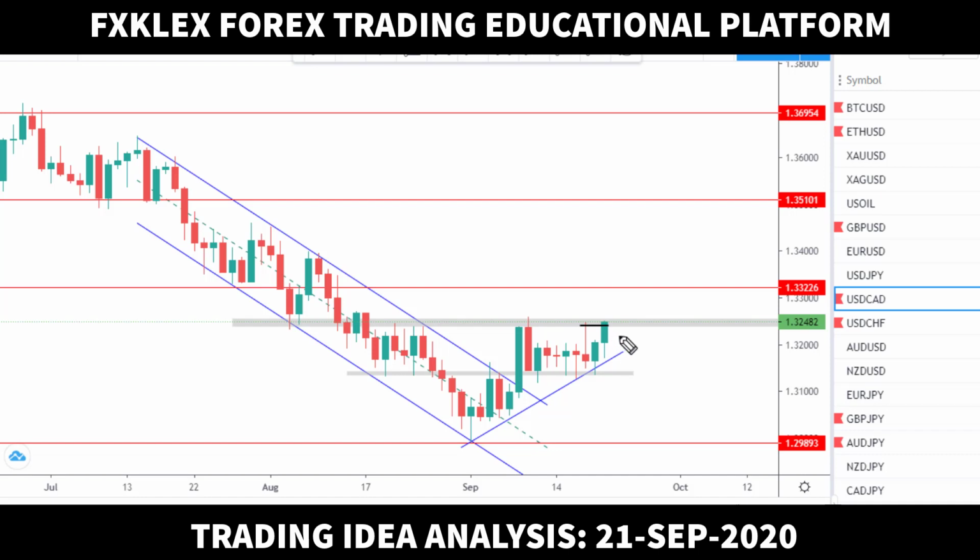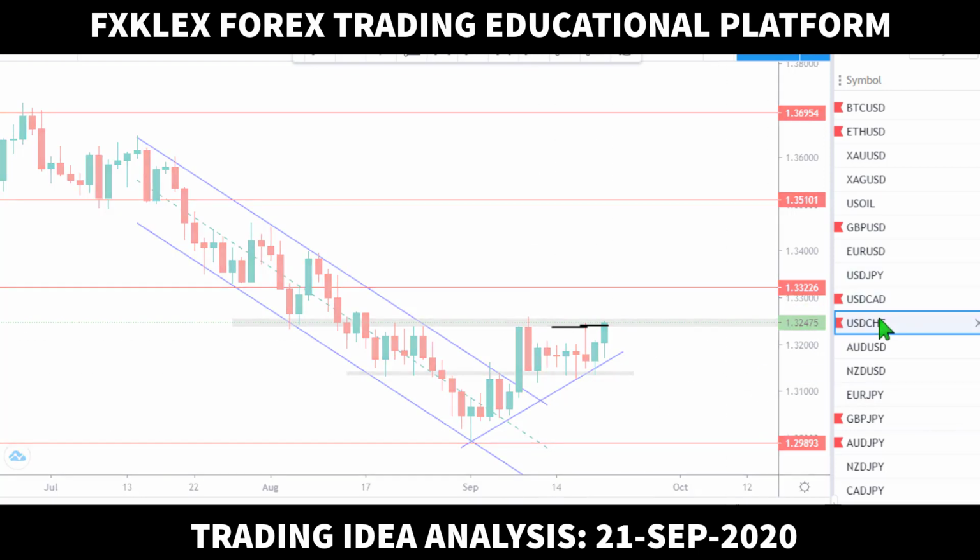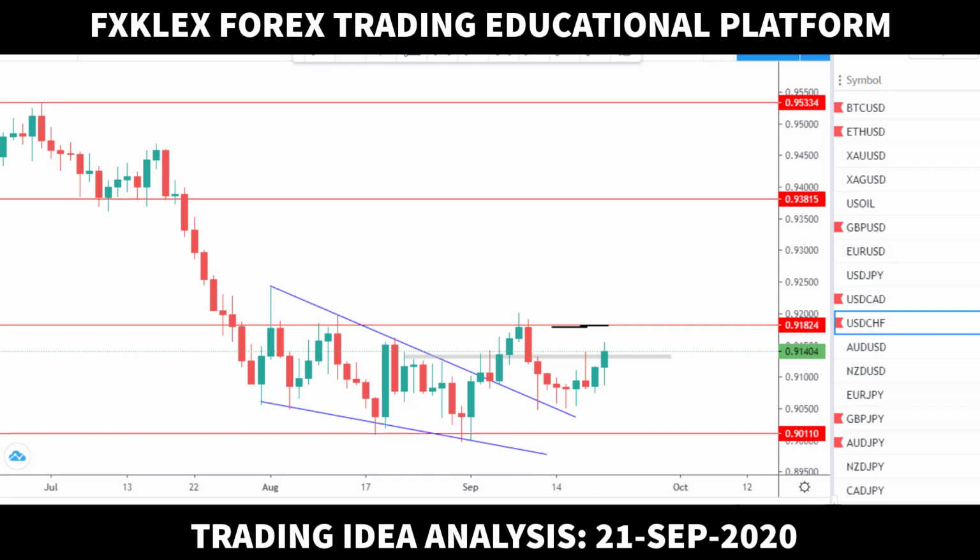So if I can see a decisive close of a bar above this structure at the close of market today, then it's a great signal for us to go long on the USD paired against the Canadian dollar. As well, I sent out a trading idea on the USD paired against the Swiss right here, and it's almost the same strategy on the USD paired against the Canadian dollar right here.